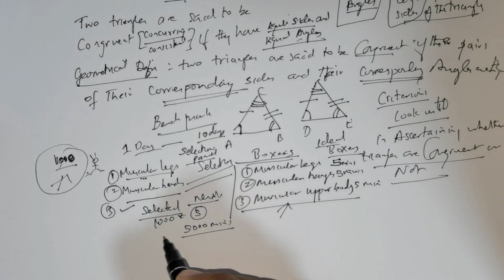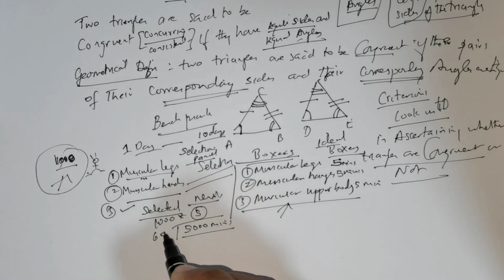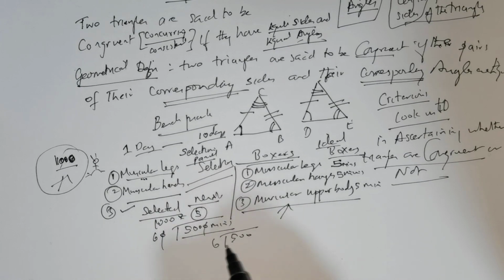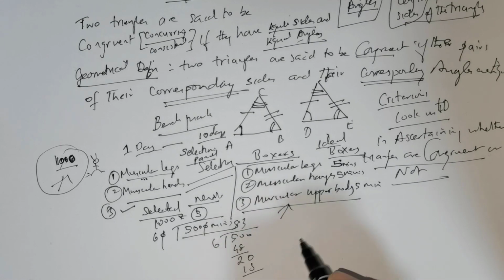If you were to divide 5000 minutes by 60, the 0 gets cancelled, so you get 500 divided by 6. 6 8s are 48, and then 2, and then 20, and then 6 3s are 18. So you get about 83 hours, and you can see so much time is being saved. That's the idea I'm trying to tell you here.